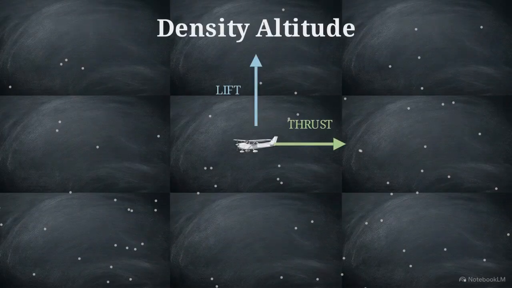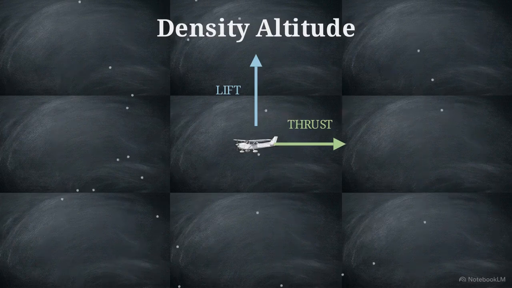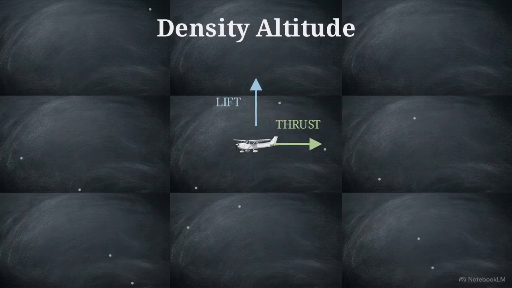This is density altitude, the altitude your aircraft aerodynamically performs as if it is at. High density altitude means there are fewer molecules in the air. With less air to work with, your wings produce less lift, and your propeller generates less thrust.